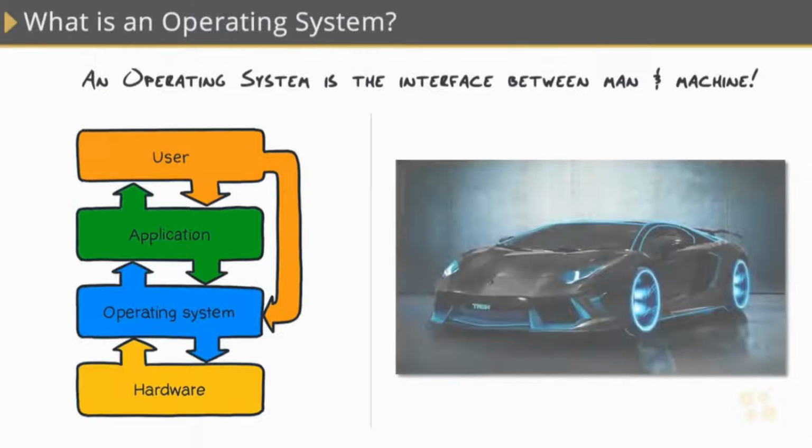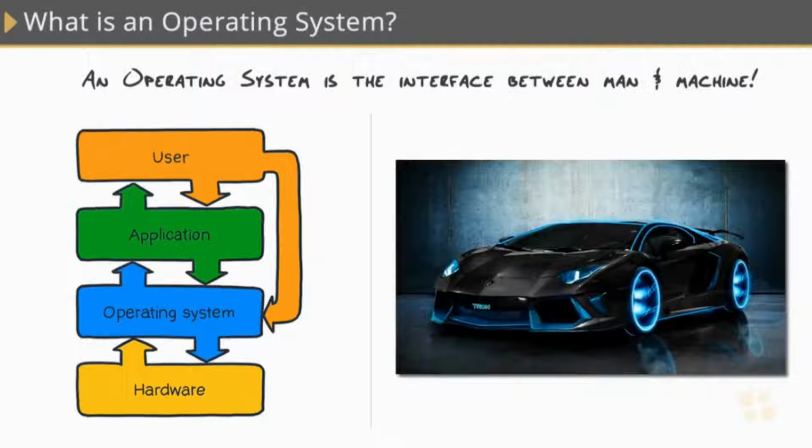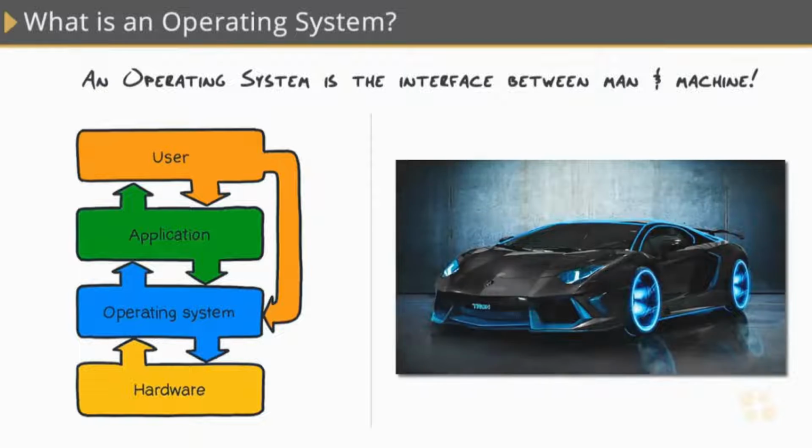It's kind of like an automobile. Take a car, for example. The hardware of a car is everything underneath the hood, the engine and all those components connected to it. But without the interior, the accelerator, the brake, the steering wheel, we have no way of interacting with that hardware.